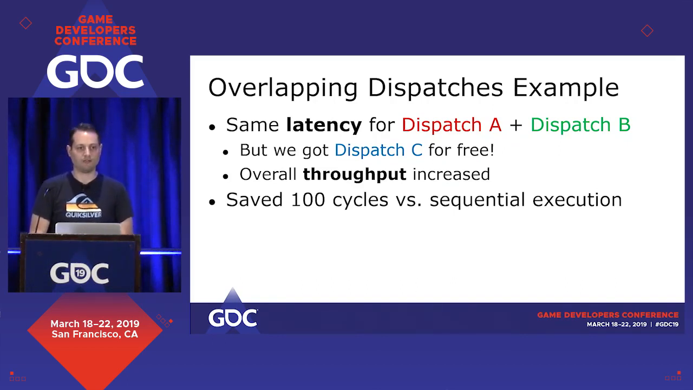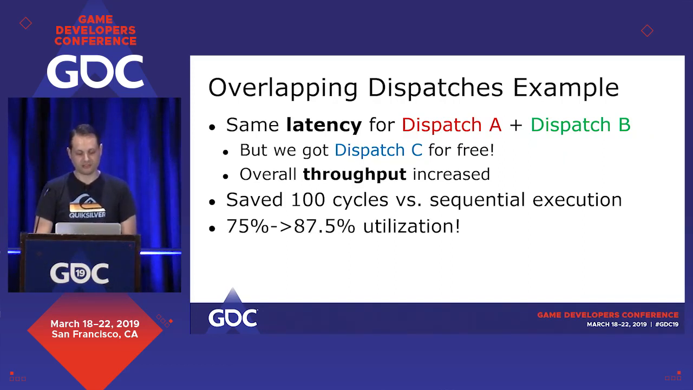And if you were to think about it, if we did A plus B plus C sequentially with barriers in between, that would have taken 500 cycles. So we basically saved 100 cycles by doing it this way, and our total utilization went from 75% to 87.5%. So that's cool. We got more out of our hardware, basically.